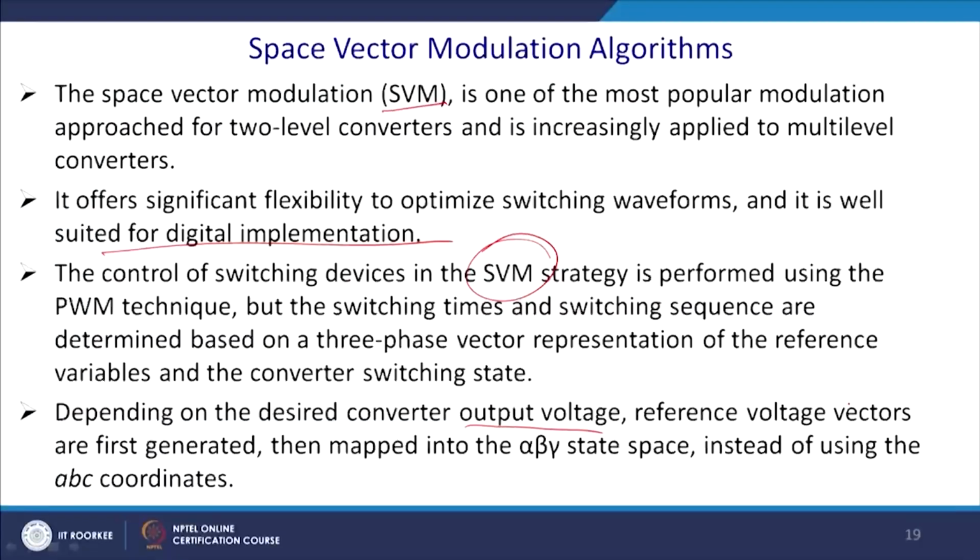It has been discussed in the advanced power electronics courses. You can refer to YouTube or to the books of Bin Wu and others. This has been covered in detail. Depending on the desired converter output voltage, reference voltage vectors are first generated, then mapped into alpha beta, or alpha beta gamma state space if it is a 3-dimensional space, instead of using the ABC coordinates.